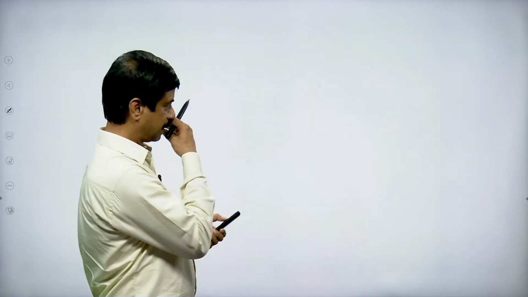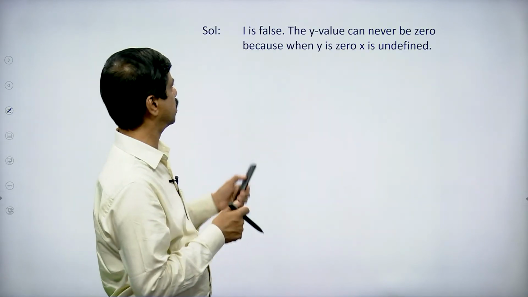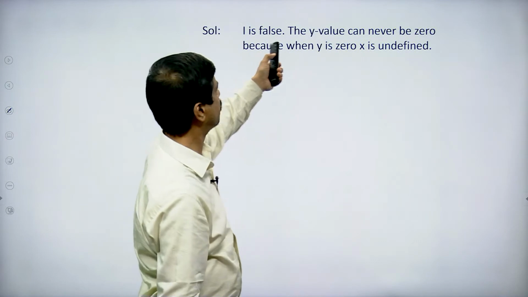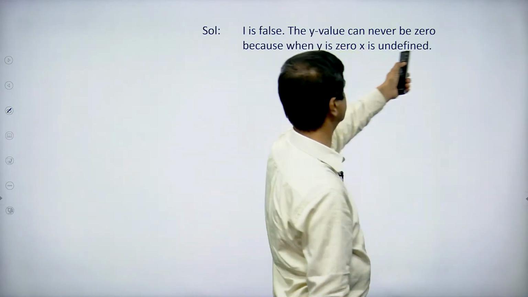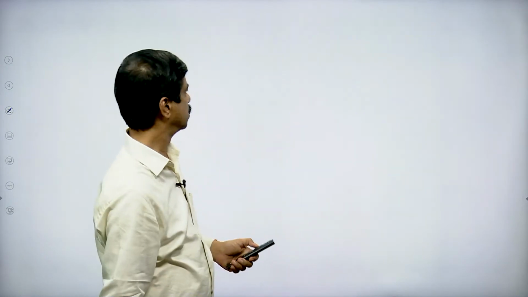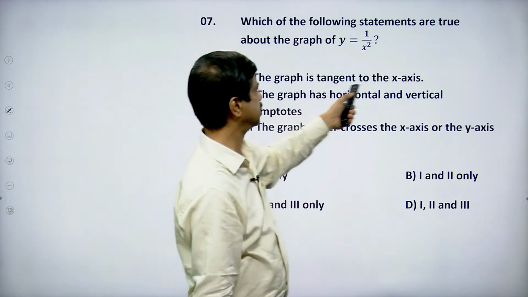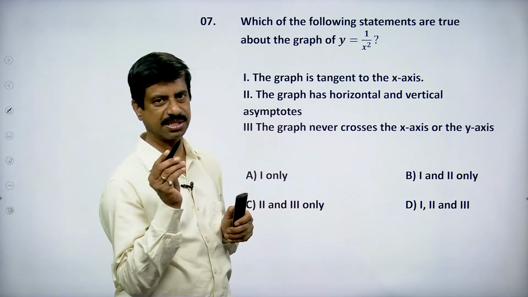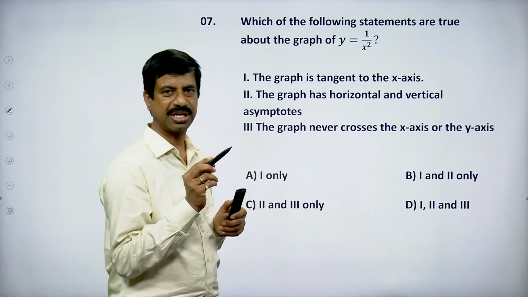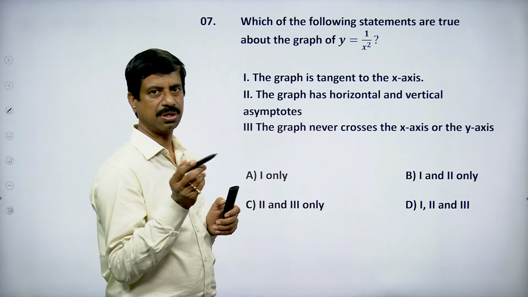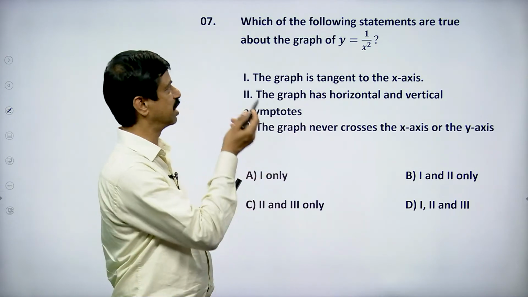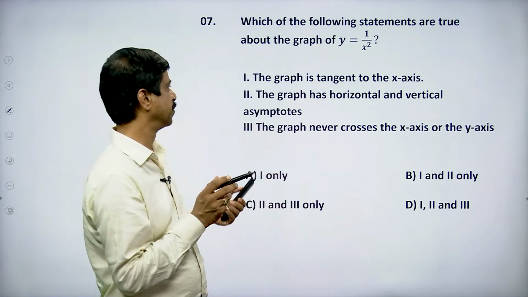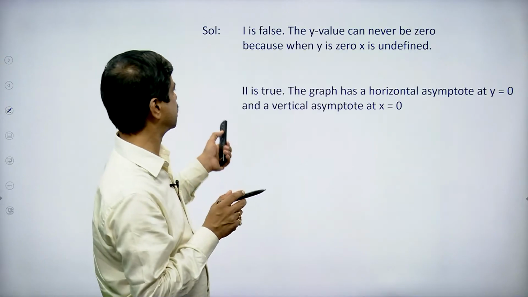Okay, so if it crosses x-axis, let us see. 1 is false. Why? The y value can never be 0, because when y is 0, x is undefined. So look at that. The graph is tangent to x-axis means it touches x-axis somewhere. So if it touches, at that place y will become 0. If y is 0, x is undefined, which is not possible.